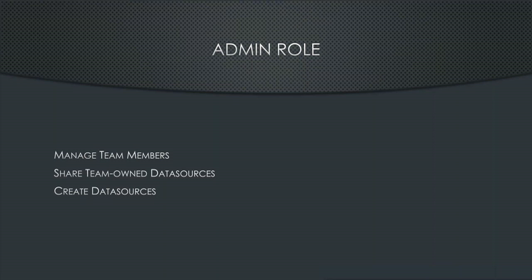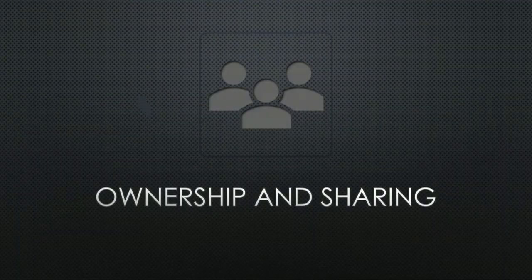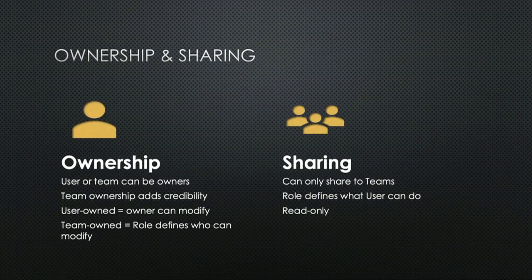Okay, so we've talked a little bit about the roles and kind of gone through those, and I've mentioned a couple of times about team-owned content, team-owned data sources, and so forth. So that brings us to the topic of ownership and sharing. Within Informer 5, ownership is done at either the user or team level. Teams or users are able to own content. That's different if you're familiar with Informer 4, only users could own content. Now we've added another layer there that allows an entire team to own content.